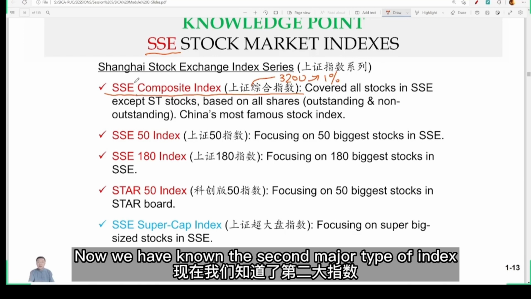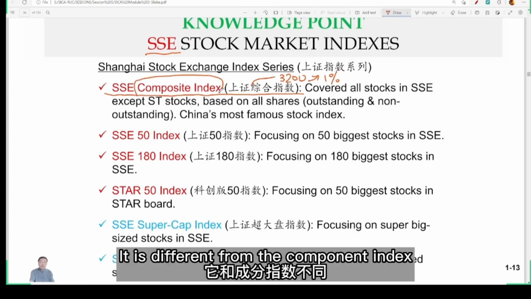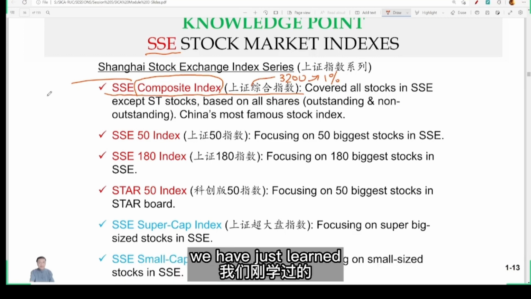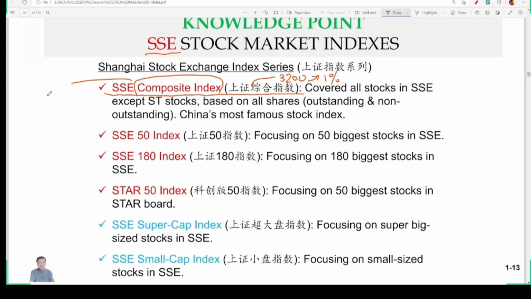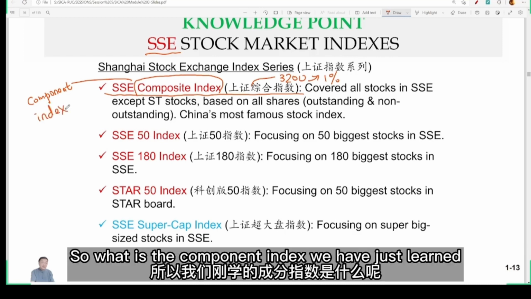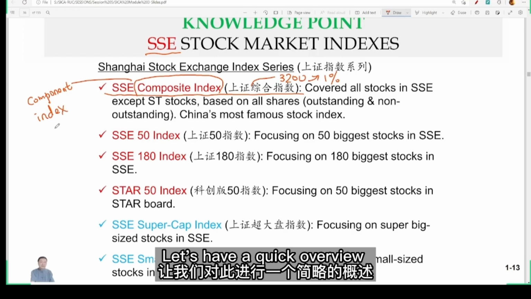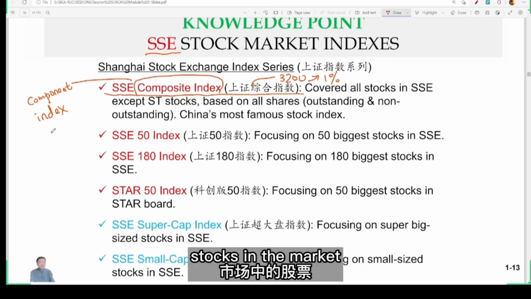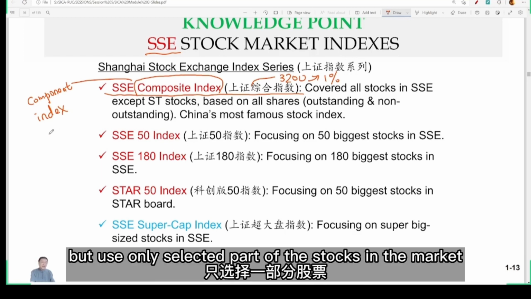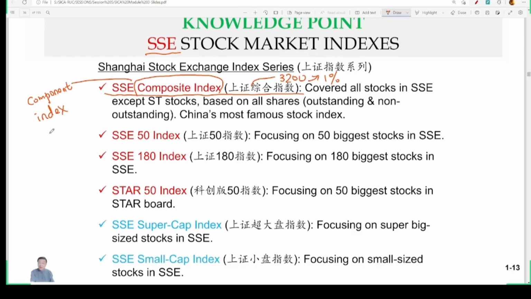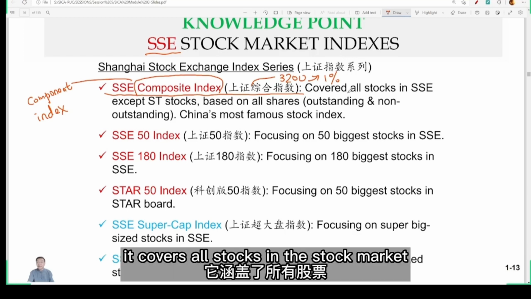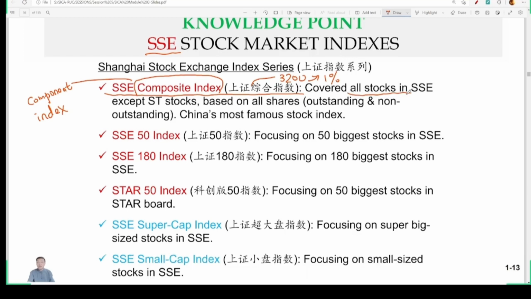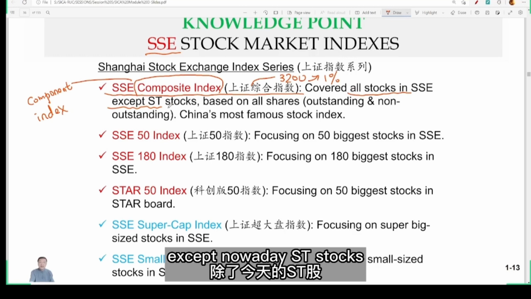Now, we have known the second major type of index. It is different from the component index we have just learned. So what is a component index? Let's have a quick overview. A component index does not use all the stocks in the market, but uses only a selected part of the stocks in the market. However, a composite index covers all stocks in the stock market, except nowadays ST stocks.